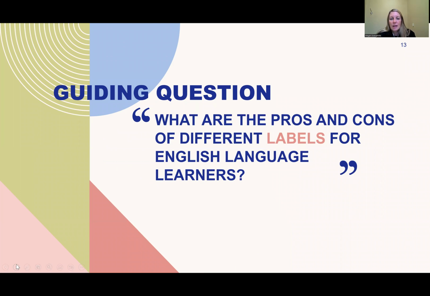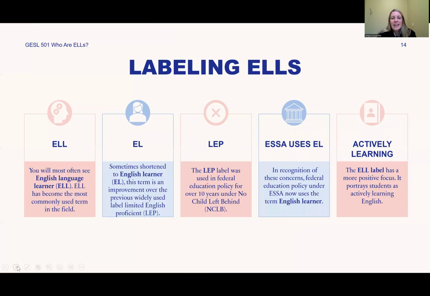Okay, so our next guiding question is, what are the pros and cons of different labels for English language learners? So when we're labeling ELLs, you'll see that there are a lot of different names out there. We talked about ELL, English Language Learner. A shorter version of that is ELL. You'll probably hear me say ELL more often. That's something that I'm used to using.